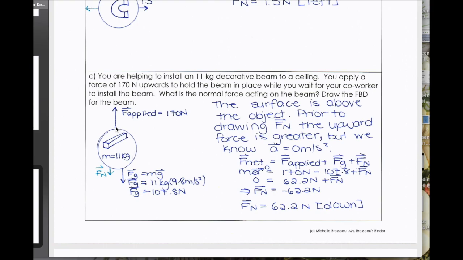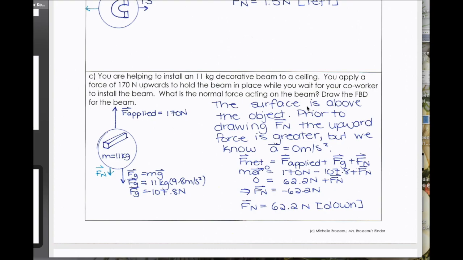Here we have the beam with the mass written inside of our circle, and then all of the forces acting upon it. We have our applied force, our upward force, as we're pushing the beam upwards with 170 newtons. The beam is going to be feeling the force of gravity. Here I'm solving for gravity: the force of gravity equals mass times the gravitational constant, so 11 times 9.8 is 107.8 in the downwards direction. And then we have our normal force, which is preventing the beam from going through the ceiling.